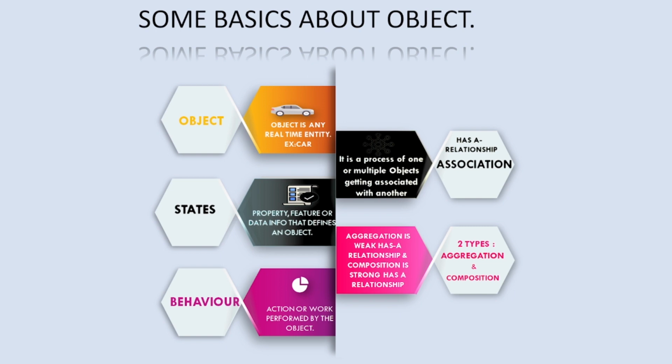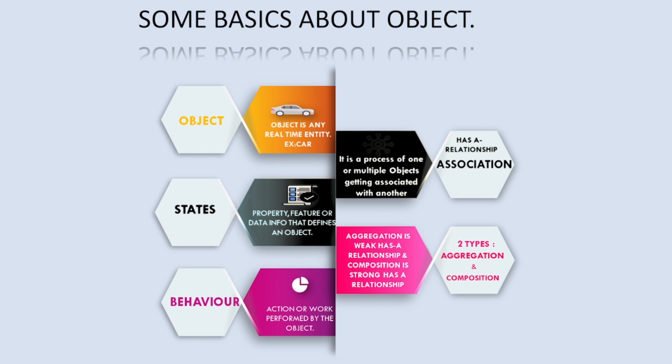Object will have certain states and certain behaviors. Now, what are the states? State of an object is nothing but the property, feature, data, or any information which describes that object is known as the state of that object. Now, these states will become the data member of that particular object. Next is behavior. The action or the work performed by that object is known as behavior.